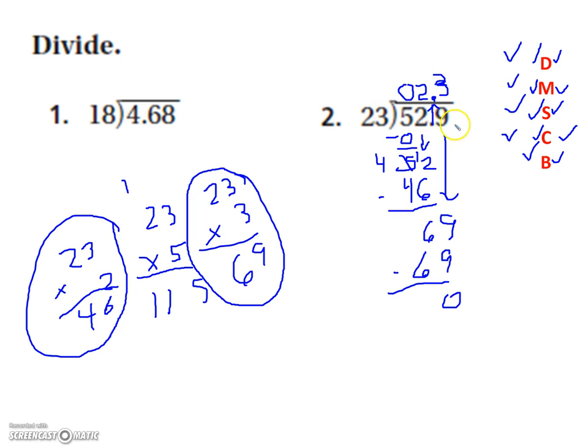As long as these are lined up with these numbers in the dividend, all you have to do is pop the decimal up, and then you're done. So it's 2.3.